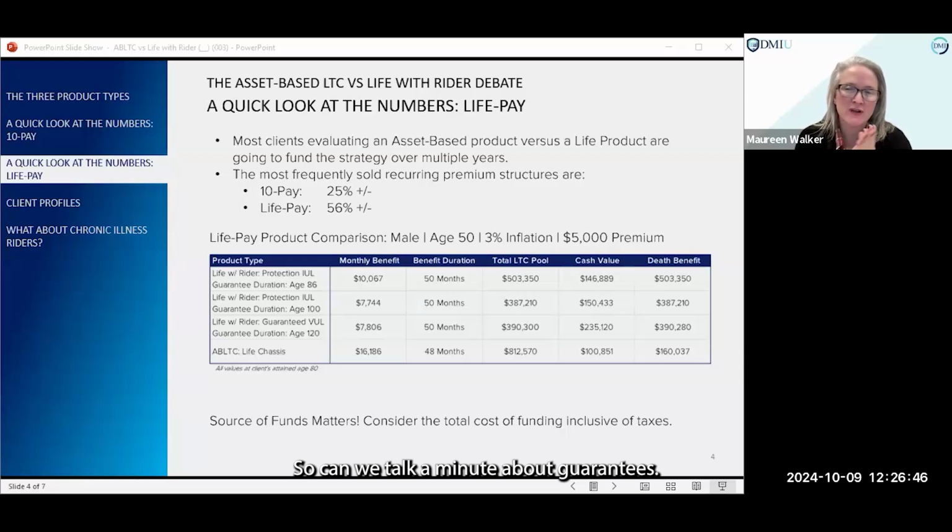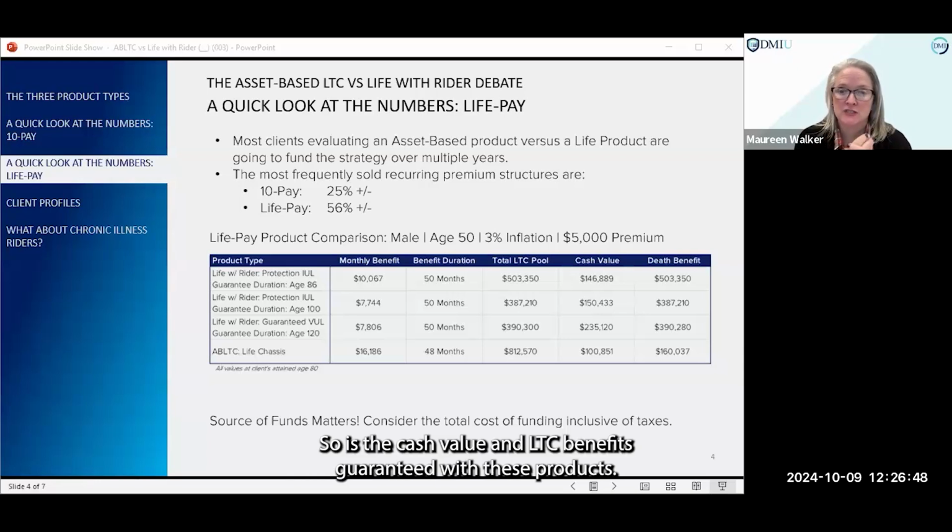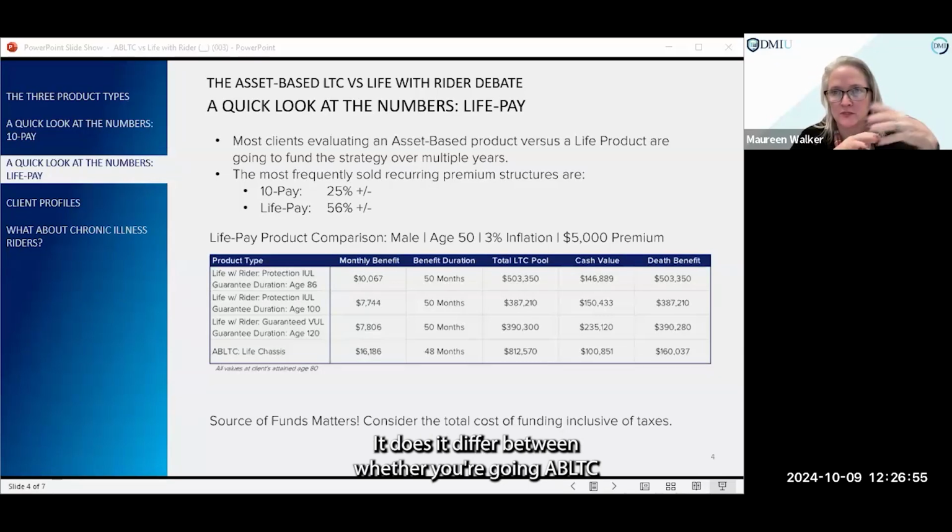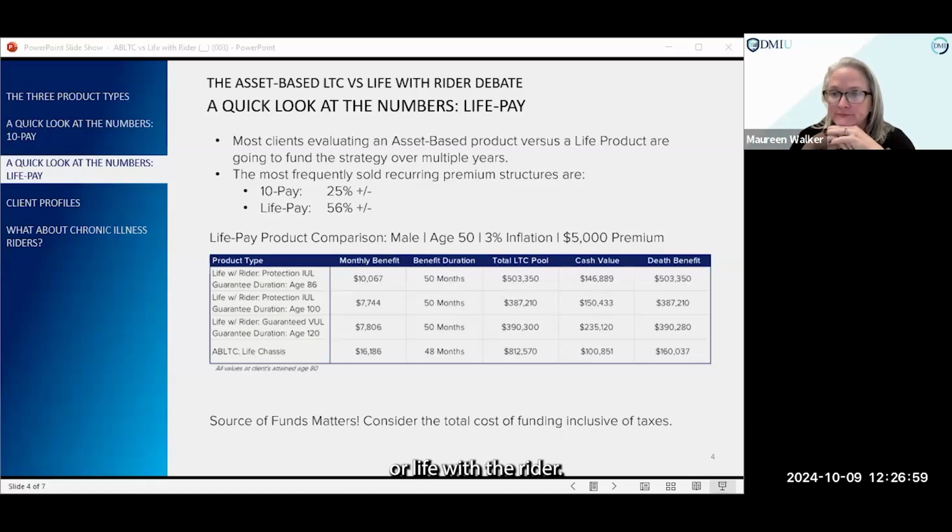So can we talk a minute about guarantees? Is the cash value and LTC benefits guaranteed with these products? Does it differ between whether you're going ABLTC or life with a rider? That's such a great question. So yes, with the ABLTC products, that cash value growth is guaranteed.